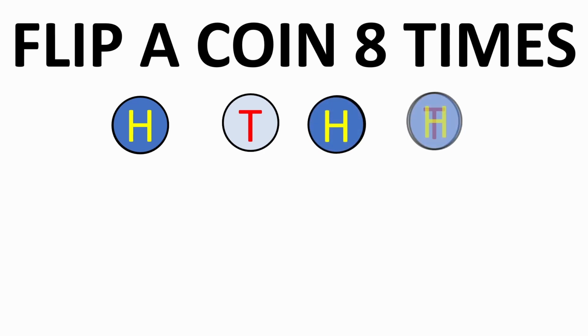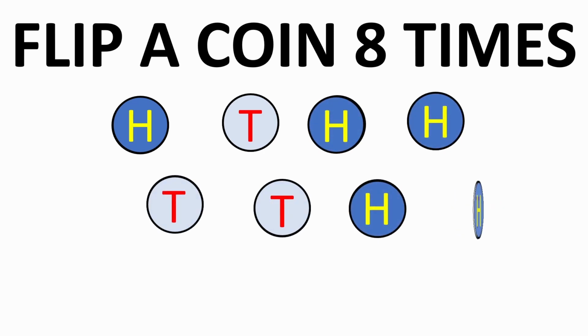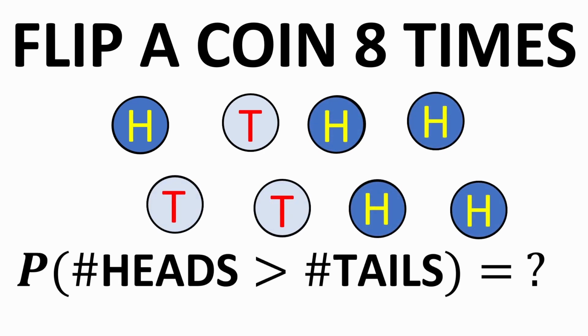Suppose you had a fair coin and flipped it 8 times, as I'm about to do right now. What's the probability that more heads will show up than tails? Pause the video and give it some thought, and when you're ready, join me for the solution.